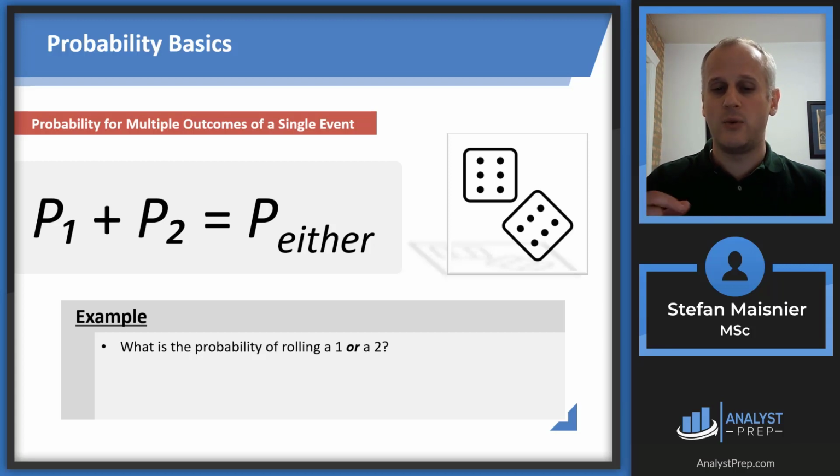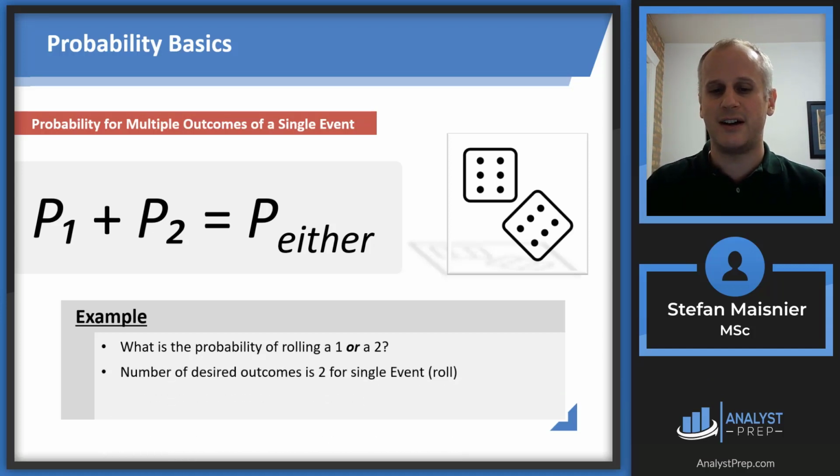The probability of rolling a 1 or a 2 on a single roll is going to indicate that we are going to take the sum of these probabilities. The number of desired outcomes is going to be 2 for this single event, the roll. And so the probability of either a 1 or a 2 here is going to be the probability of 1 out of 6 for rolling a 1 plus the probability of 1 out of 6 for rolling a 2, which is equal to 2 out of 6, which of course can be simplified down to a probability of 1/3 for rolling a 1 or a 2 on a single roll of a six-sided die.